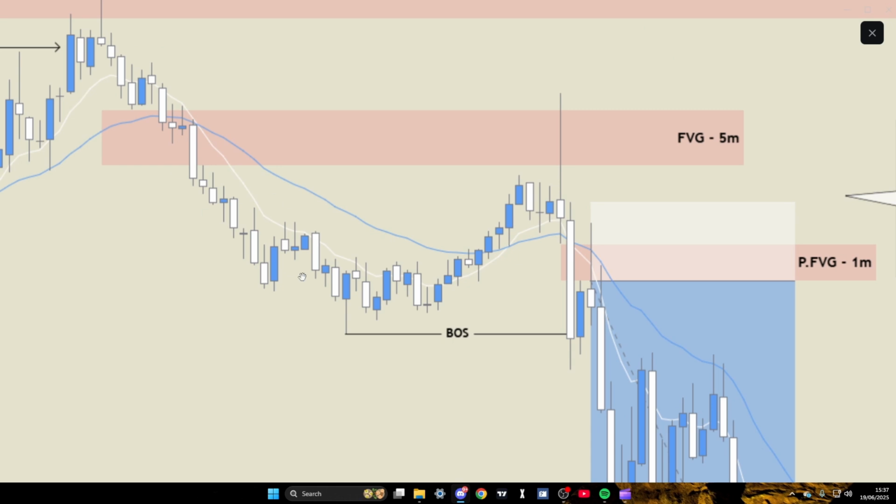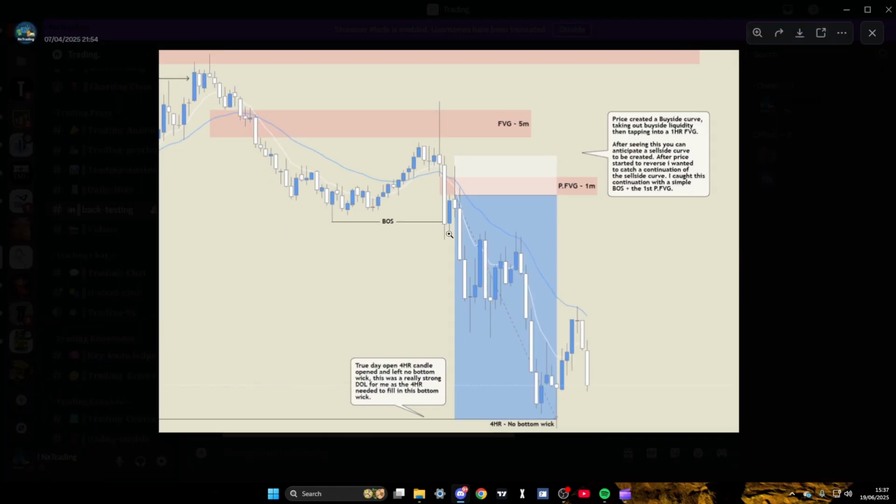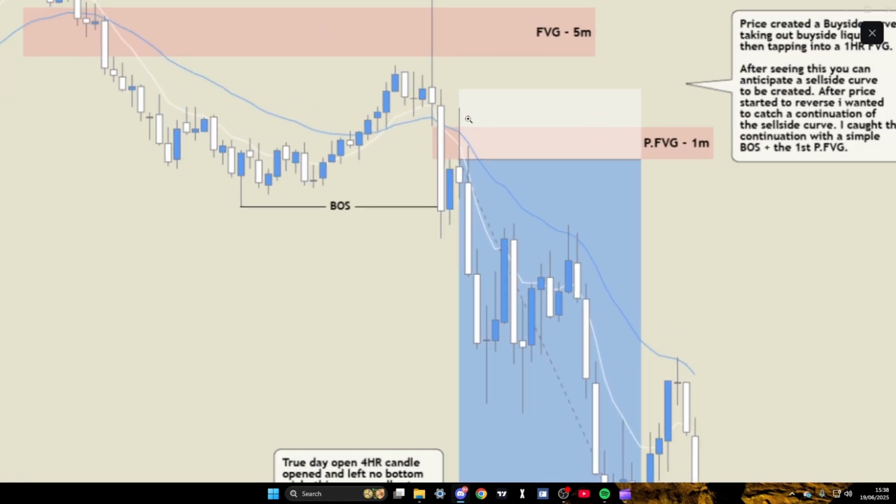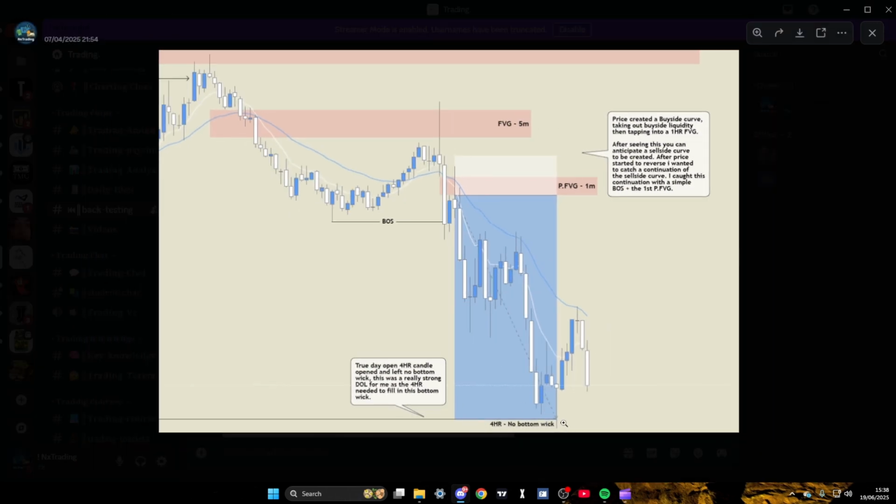As you can see, price is already reacting out of a 5-minute fair value gap. We swept out all these resting highs here. We then get our move lower, and with this move lower, we create the break of structure and a fair value gap. We then get a push higher back inside this fair value gap, tapping off the EMAs, and then price moves lower to the 4-hour with no bottom wick. This was an absolutely perfect trade, and I would have taken this any day of the week.